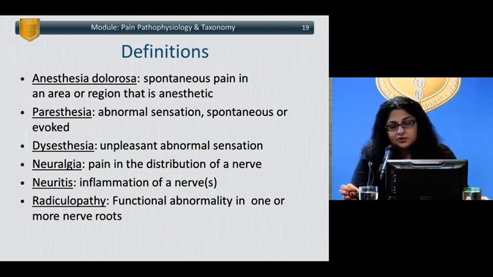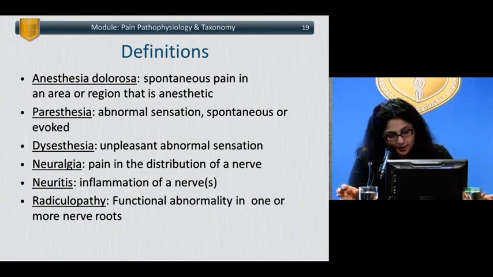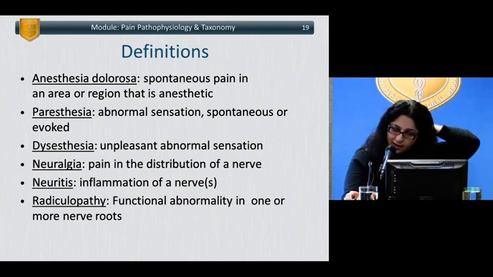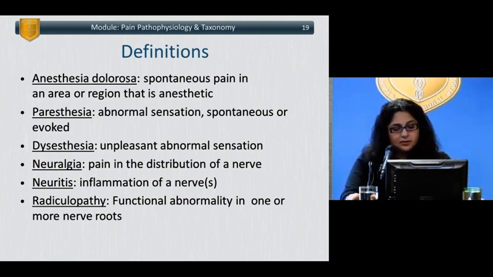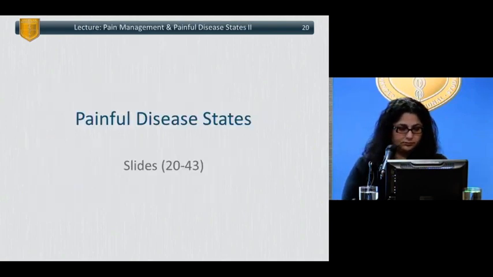Neuritis is the actual inflammation of a nerve. So an example of that would be optic neuritis. Radiculopathy is a functional abnormality in one or more nerves, and that's often associated with back pathology, whether it be cervical, thoracic, or lumbar degeneration, and we'll discuss that later in the presentation. We're now going to shift our talk to different types of painful disease states.